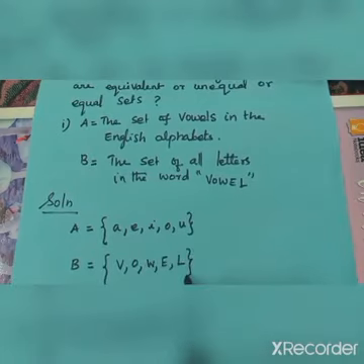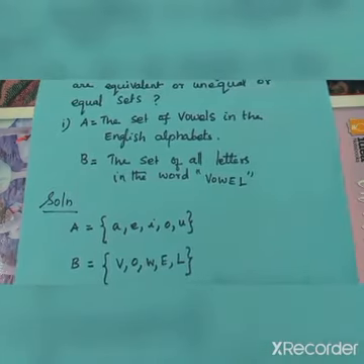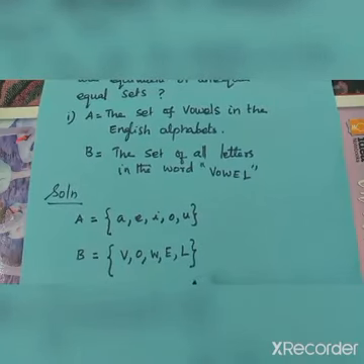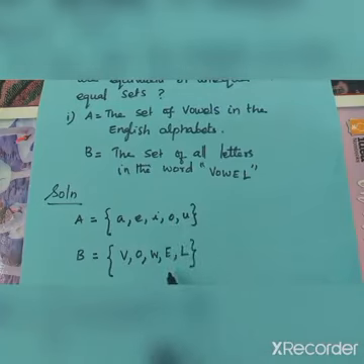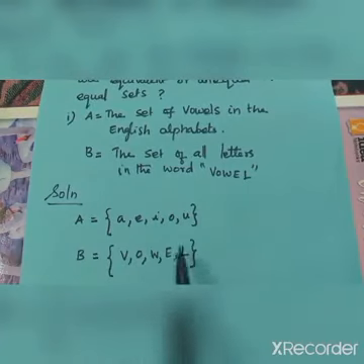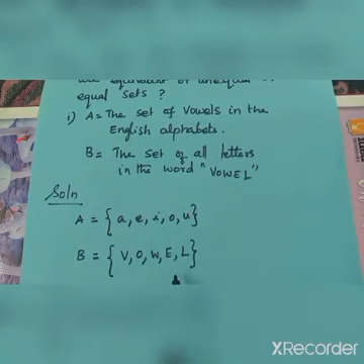Okay. Now we have to check whether it is an equal set or equivalent set or unequal set. We know that equal sets mean both sets have the same elements. Is it the same elements? No. Here AEIOU, here VOWEL. So different elements are there, but the number of elements are the same, isn't it? So if the number of elements are the same, we can say both the sets are equivalent sets.